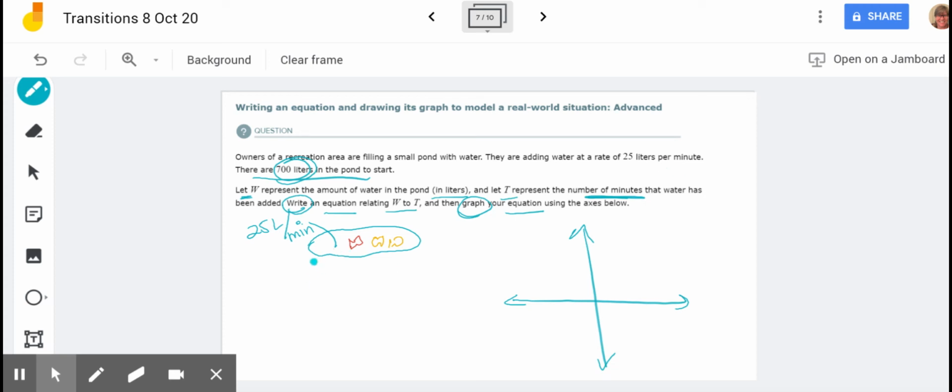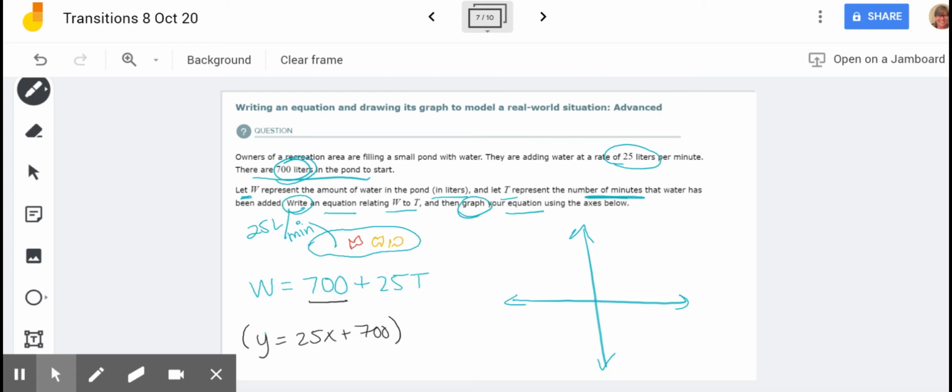We're looking at 25 liters per minute, and there are 700 to begin with. So we know that the water that's in there is going to be 700 to start with, plus 25 liters per minute. And what's the other one? T. This is the same thing as W equals, or I could even say Y. Think about it this way. This is the same thing as Y equals 25x plus 700. You see, this is your starting point, and this is your slope.